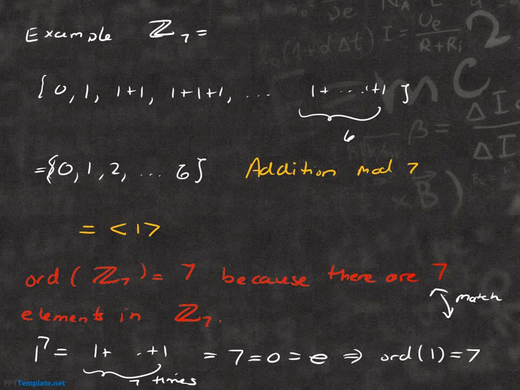So if I add 1 seven times, I get 0 because I'm modding by 7. Right? Yes. And that's the identity element in Z7 with addition.